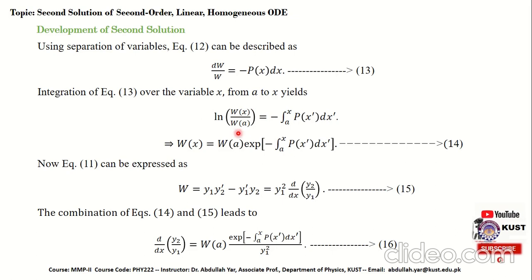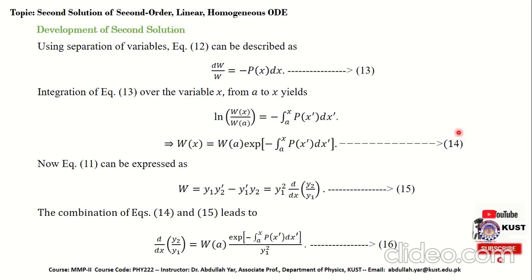of x divided by w of a, which is equal to minus integral from a to x p of x prime dx prime. Further simplification of this equation leads to w of x equal to w of a exponential minus integral from a to x p of x prime dx prime. Now equation number 11 can be expressed as w, which is equal to y1 y2 prime minus y1 prime y2. This expression can also be described as y1 square d divided by dx y2 divided by y1.